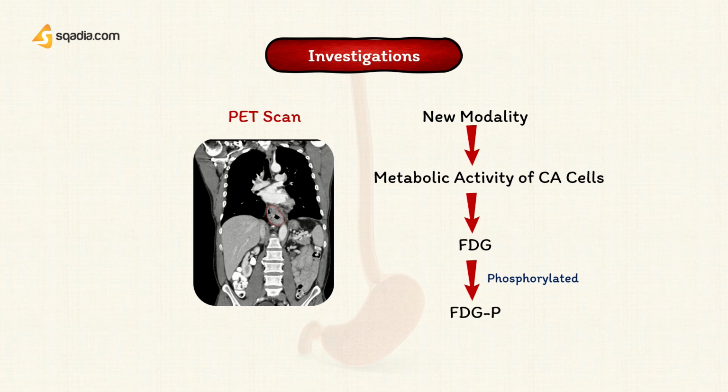Now, FDGP can't be metabolized further. So therefore, it can't be moved out of the cells either. So it emits gamma rays, which are then picked up by a gamma camera. And then that shows us the hot spots, the things that you see on those TV dramas, Grey's Anatomy and whatnot. But in all seriousness, this is particularly useful when we are looking for liver mets.